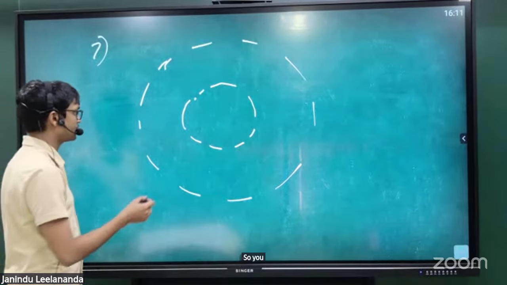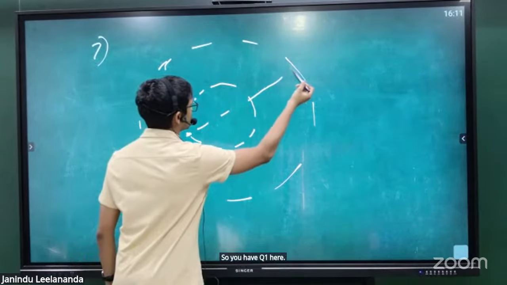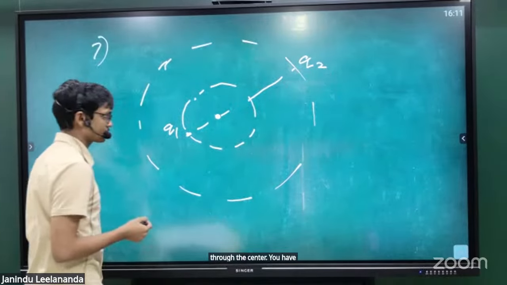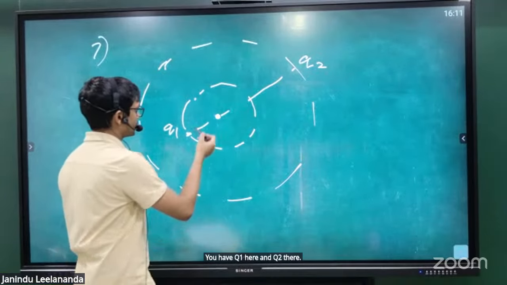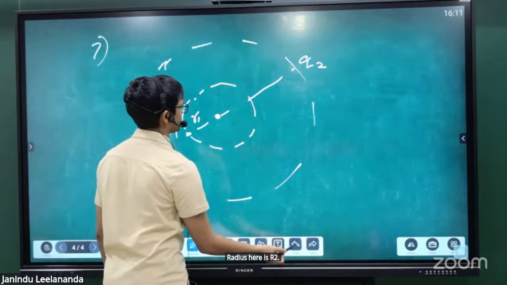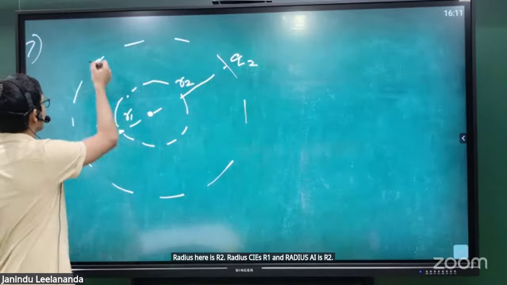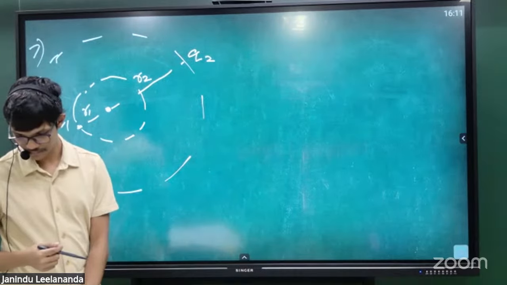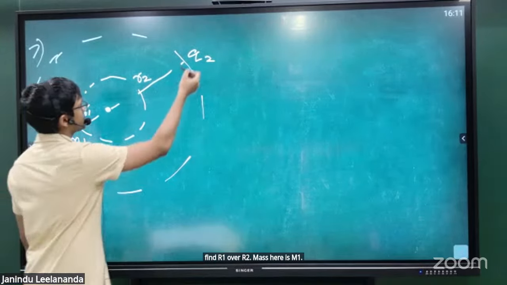So you have Q1 here, and through the center you have Q2 there. The radius here is R1, and the radius here is R2. Find R1 over R2. Mass here is M1 and mass here is M2.